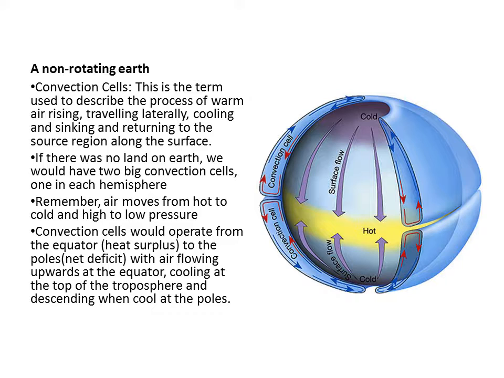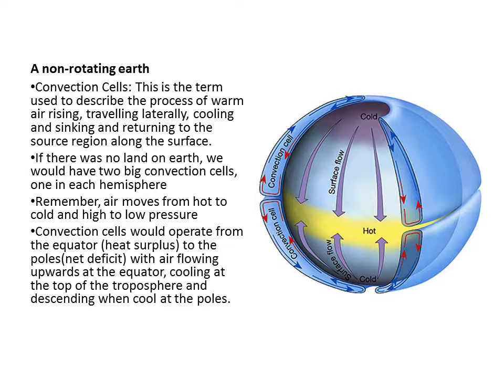Convection cell. This is a term used to describe the process of warm air rising, traveling laterally, cooling and sinking and returning to the source region along the surface. If there was no land on Earth, we would have two big convection cells, one in each hemisphere. Remember, air moves from hot to cold and from high to low pressure.